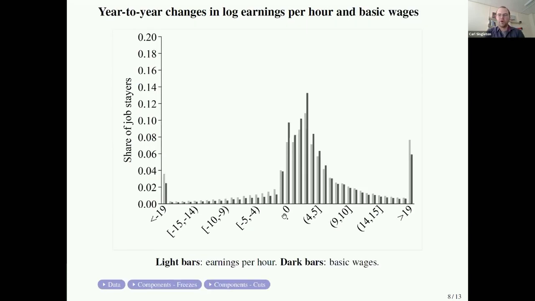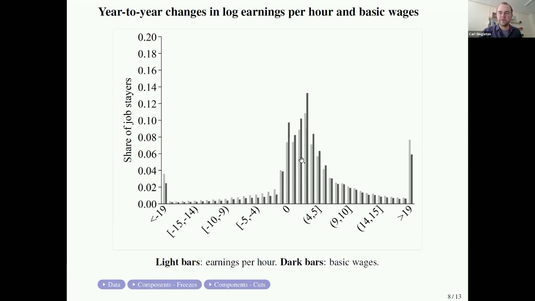Moving beyond what people have looked at before, we drill into and compare in this histogram the distribution of wage changes for earnings per hour, in the lighter gray bars, versus the basic wages. This is the basic rate of pay that workers generally receive, without all the supplements and other things going on in their pay packet. When you drill into the basic wage and focus on the spike at the center, you find a slightly higher prevalence of wage freezes, implying a greater prevalence of downward nominal wage rigidity in the UK labor market. But even in basic wages, you still observe a relatively large frequency of wage cuts from year to year as well.